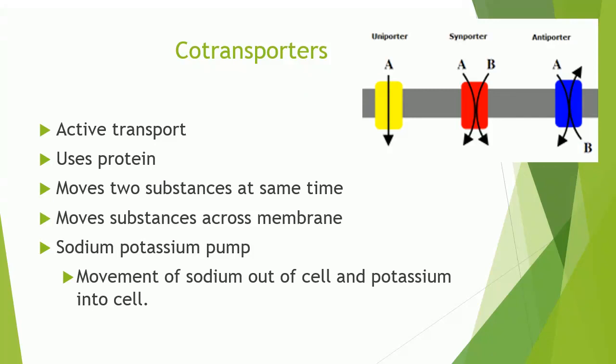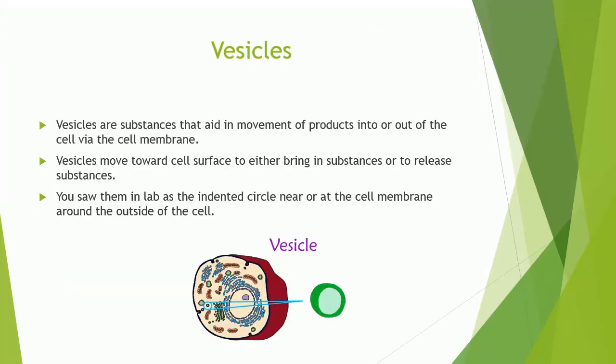When you have active transport occurring, you can have co-transporters, which use a protein to move two substances at the same time across the membrane. An example is the sodium-potassium pump, which is the movement of sodium out of the cell and potassium into the cell. If you look at the top, you're going to see what's called a symporter in the middle, and that's A and B moving across the membrane at the same time in one direction. And then you can have an antiporter, which would be one moving one way and one moving the other way. And then you have a uniporter, which is one substance moving across in one direction.